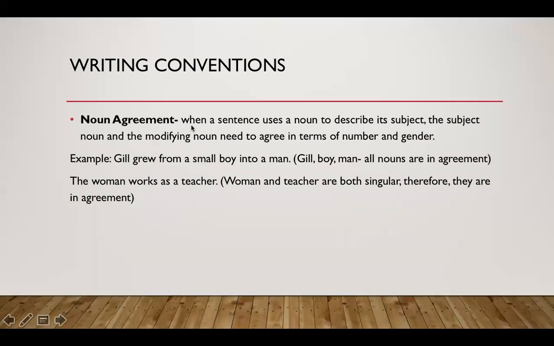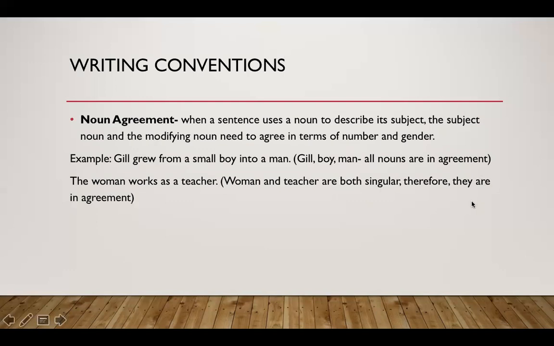The noun agreement. When a sentence uses a noun to describe its subject, the subject noun and the modifying noun need to agree in terms of number and gender. So for example, Gil grew from a small boy into a man. Gil, boy, man. All nouns are in agreement. Okay? The woman works as a teacher. Woman and teacher are both singular, and therefore they are in agreement.